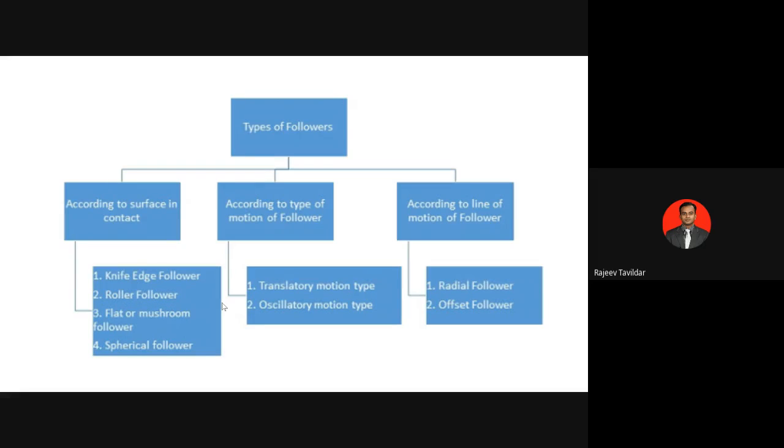In the next category, we'll be studying this types of followers here. So again, according to the nature of surface contact between the follower and the cam, we have described this, which we have already gone through it. Next, we'll see what is according to the type of motion of the follower. So I have first one translatory, second one is oscillatory. So let me draw that and show you.